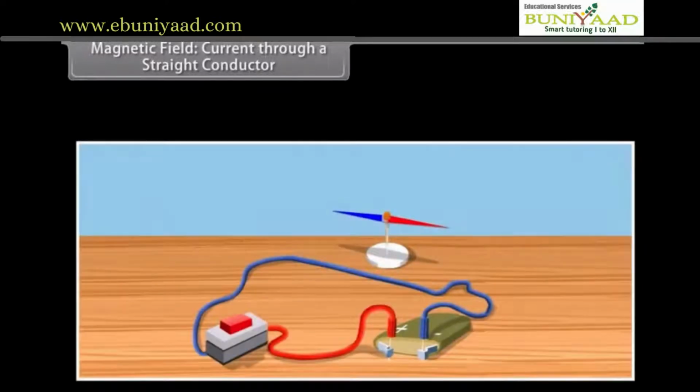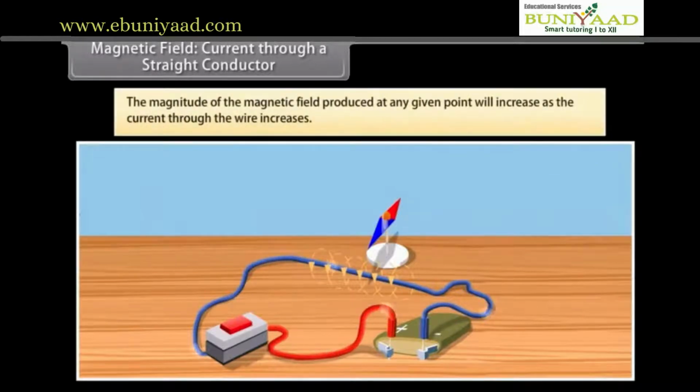Magnetic field. Current through a straight conductor. As you have seen earlier, let us see what happens when we change the current that is passing through the wire. The effect on the compass also varies. If you increase the current, the deflection of the needle of the compass will increase. From this we know that the magnitude of the magnetic field produced at any given point will increase as the current through the wire increases.